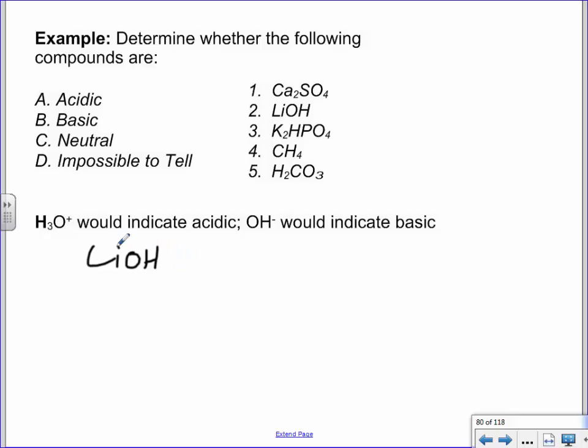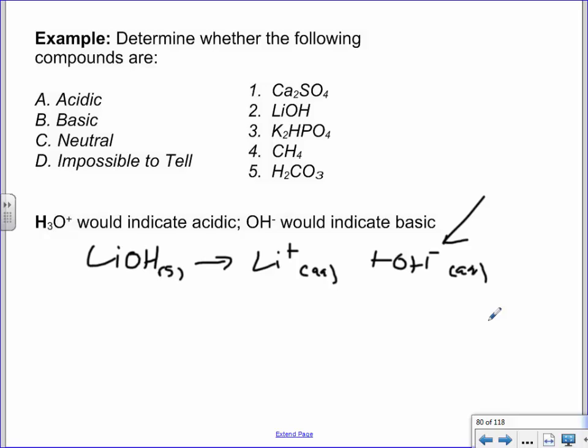So you have a metal and a non-metal. What do ionic compounds do? Do they ionize or dissociate? Okay, so let's dissociate it. It'll turn into Li+, and it'll turn into OH negative. Hey, look, OH negative. According to Arrhenius, I can now predict this will be a base, which you guys probably didn't need before.